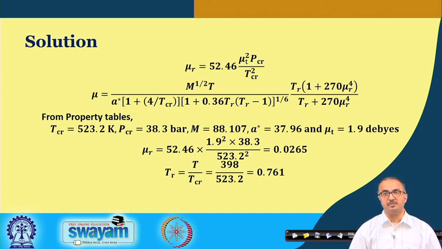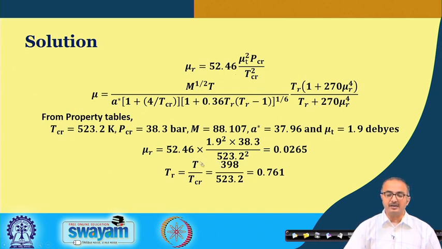So, that is why it is unimportant for us to know the pressure as long as we are in the low pressure domain. Okay. And here you find that this particular mu r will be used in this particular expression of mu. Now, to find this mu r we need the value of mu t and the critical values of pressure, temperature, and in this particular expression we need the value of A star. Okay. Now, all these things can be found out from some property tables, and here we have the critical temperature, pressure, the molecular weight, the value of the A star and the mu t.